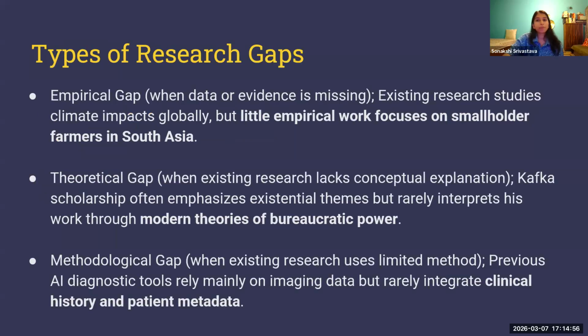The types of research gaps that exist are empirical gap, when data or evidence is missing, which means that existing research studies climate impacts globally, but little empirical work focuses on smallholder farmers in South Asia. Theoretical gap, when existing research lacks conceptual explanation. For example, Kafka scholarship often emphasizes existential themes but rarely interprets his work through modern theories of bureaucratic power.